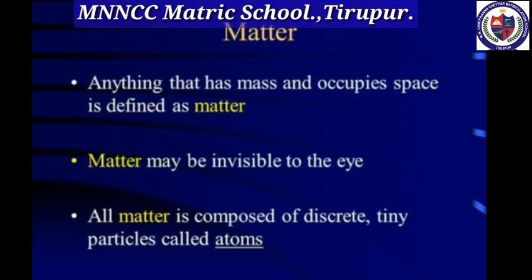Anything that has mass and occupies space is known as matter. Matter may be invisible to the eye. All matter is composed of discrete tiny particles called atoms.